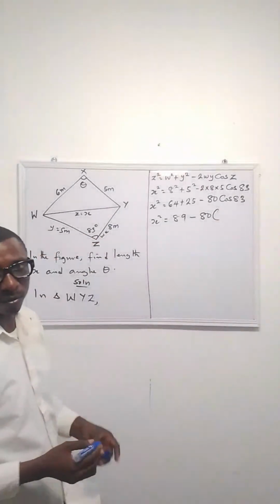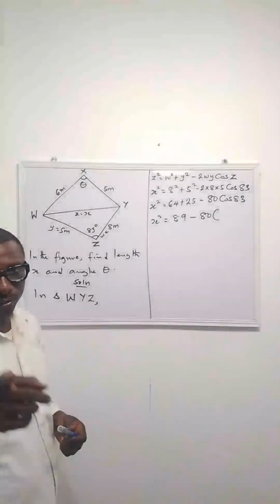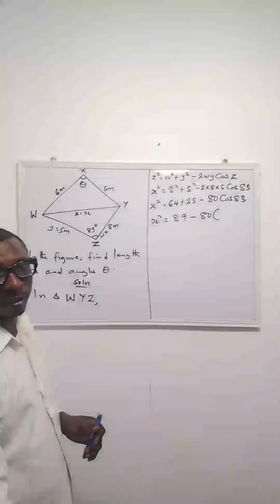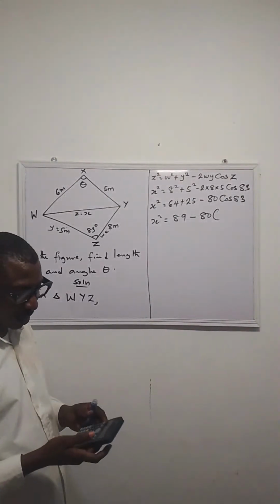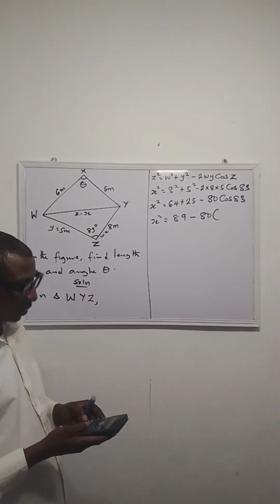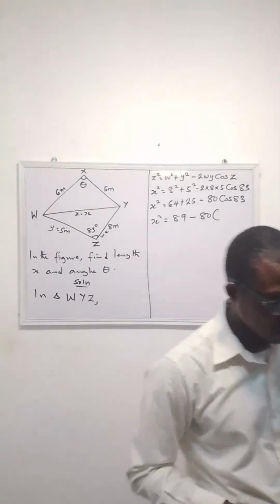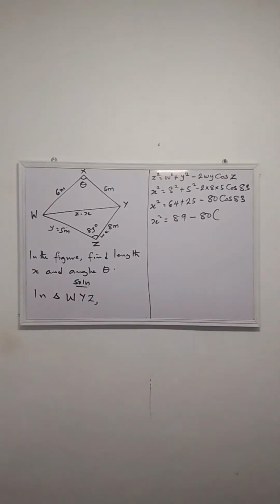So what is cos 83? Can you do that for me? Check your figure table or make use of your calculator. Drop your answer in the comment section. Can we do that fast? Cos 83. I expect everybody to be participating. So what do you have as cos 83?